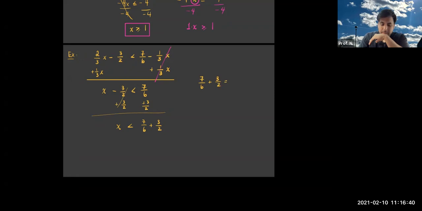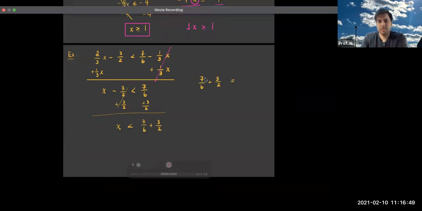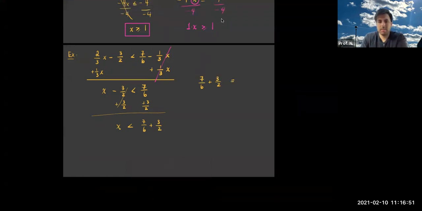I need to have the same denominator, of course. What's the LCD between 2 and 6, or the least common multiple between 2 and 6? It's going to be 6. So that means that the 7/6 I can leave alone. I can let that be. And I'm going to multiply top and bottom by 3 here. And I get 7/6 plus 9/6. That's a total of 16/6.